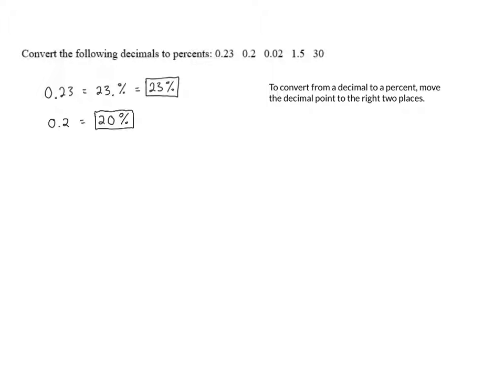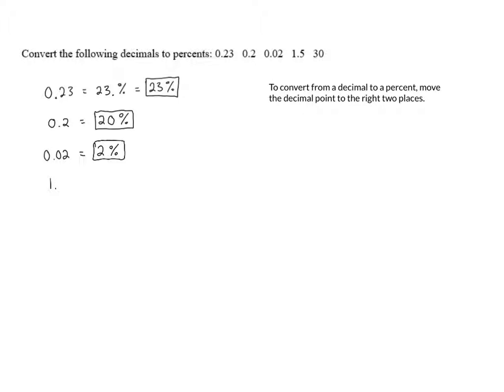Let's look at the next one, 0.02. We know that we need to move the decimal point to the right 2 places. If we move it once and then twice, it goes to the right of the 2. And so we just end up with 2. And so that gives us 2%.